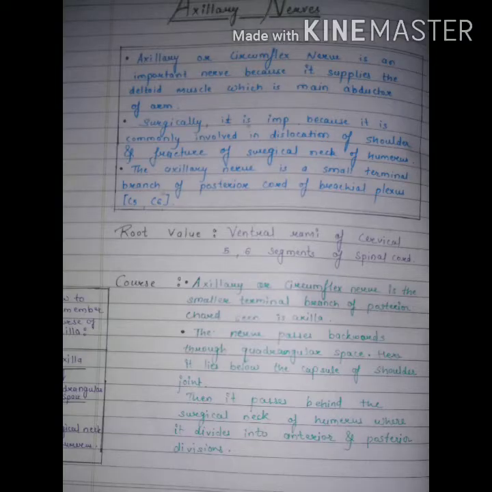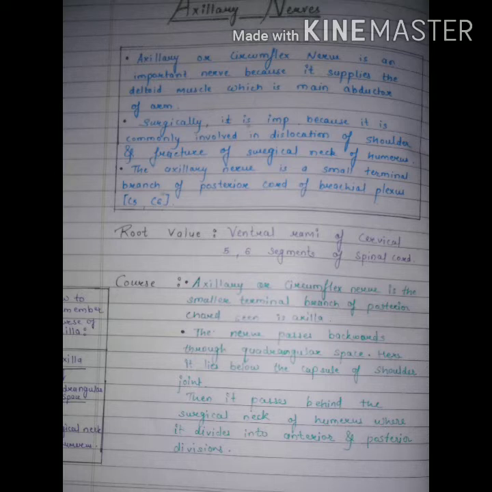Now we will see the course. How do you remember it? Axilla, after that the quadrangular space, and after that the surgical neck of humerus. What you have to write in the axilla is that it is a small terminal branch of the posterior cord seen in the axilla. It is a small branch of the posterior cord which is found in the axilla.